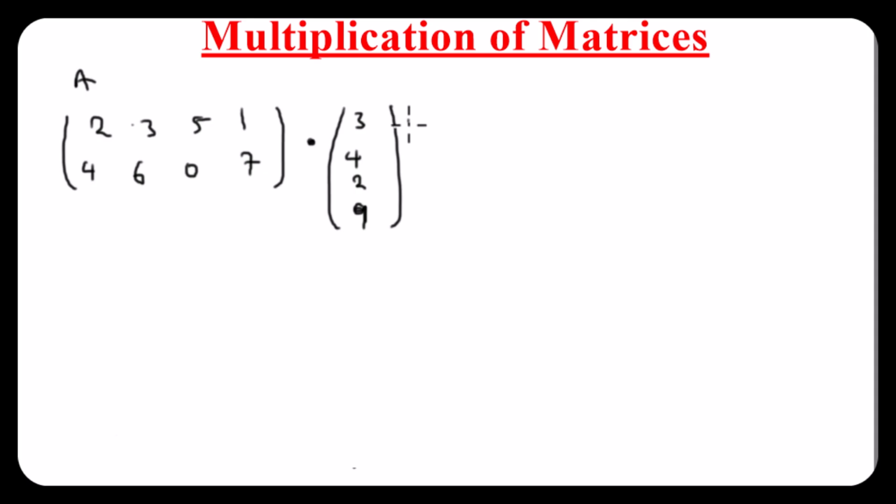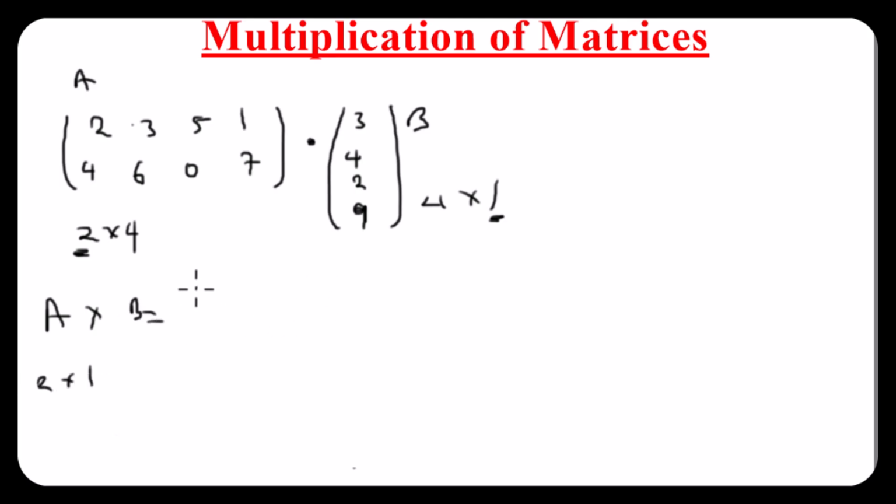So are they compatible? What's the order of this matrix? This matrix has 2 rows and 4 columns, so this is a 2 by 4 matrix. While this matrix has 1, 2, 3, 4 rows, so this is a 4 by 1 matrix. You can see that the number of columns of the first matrix is 4, while the number of rows of the second matrix is also 4. So hence they are compatible. And what type of matrix are we going to be getting? We'll simply be getting a 2 by 1 matrix. So A times B will give us a 2 by 1 matrix.